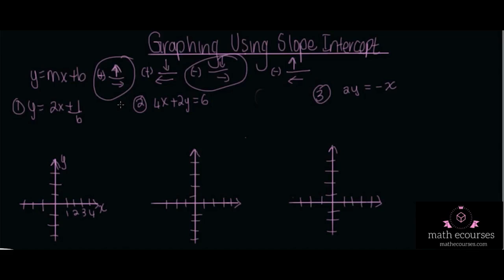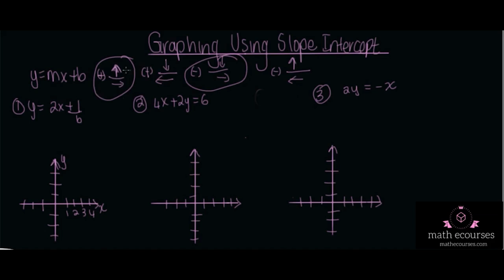In this video, we will learn how to graph using the slope-intercept method. We've done it before that the slope-intercept form is y equals mx plus b, where m is the slope and b is the y-intercept. If your slope is positive, you want to go up and to the right.